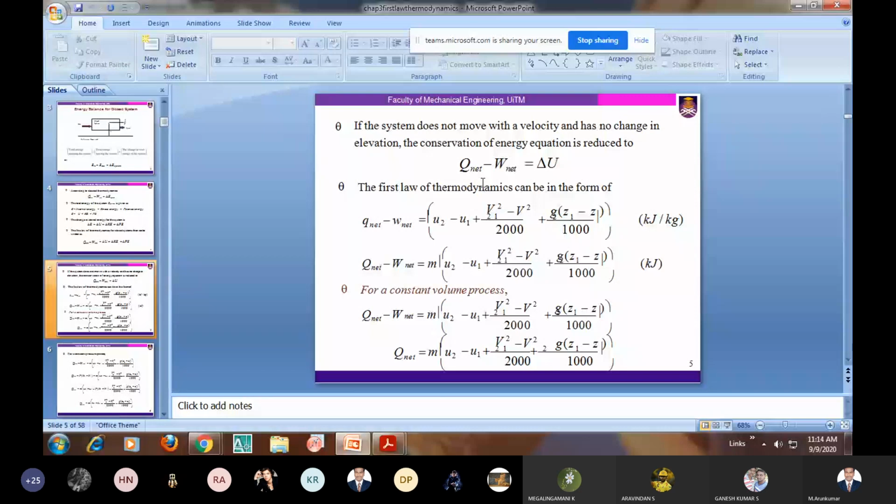This first law can also be written in detail as Q net, that is the specific heat transfer, net heat transfer, minus net work done, equal to change in internal energy plus change in kinetic energy plus change in potential energy. The unit will be kilojoule per kilogram. If the unit is joule per kilogram, we just have to switch.